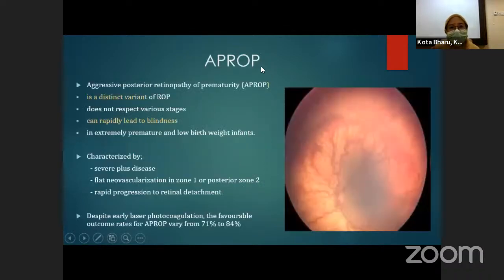Just now I mentioned APROP, or aggressive posterior retinopathy of prematurity. Actually, this is a distinct variant of ROP. It can rapidly lead to blindness in extremely premature and low birth weight infants. It's characterized by severe plus, flat neovascularization in zone 1 and posterior zone 2, and rapid progression to retinal detachment. Despite early laser photocoagulation, favorable outcome rates for APROP vary from 71 to 84 percent. APROP is a posterior disease, usually at zone 1 or at posterior zone 2.